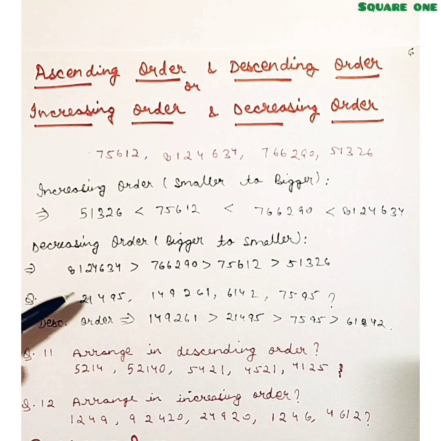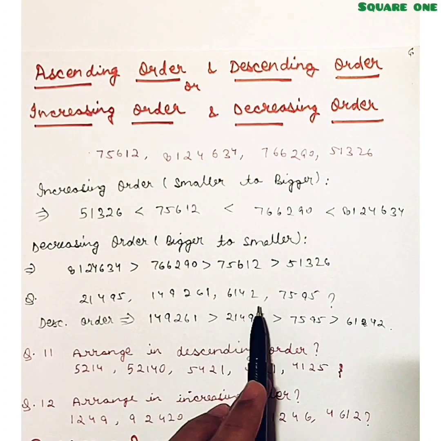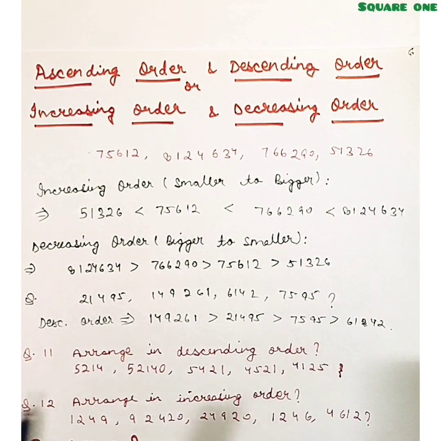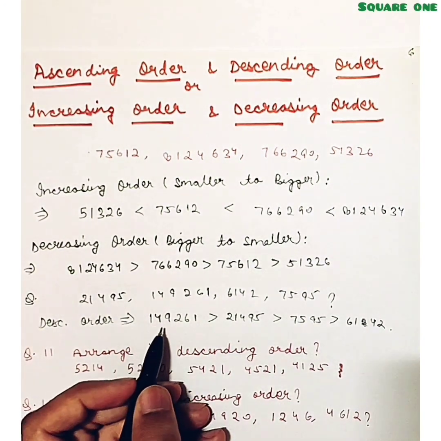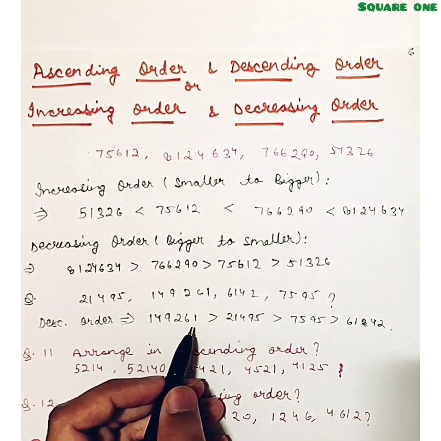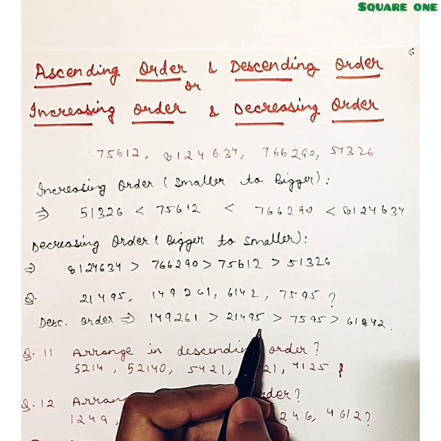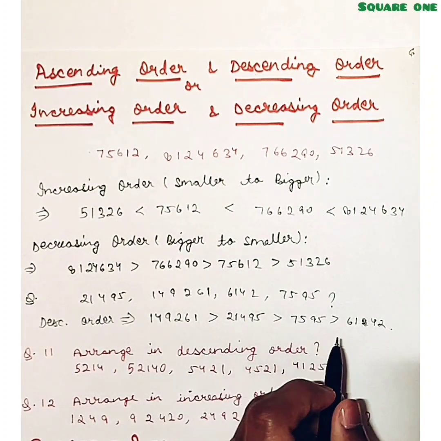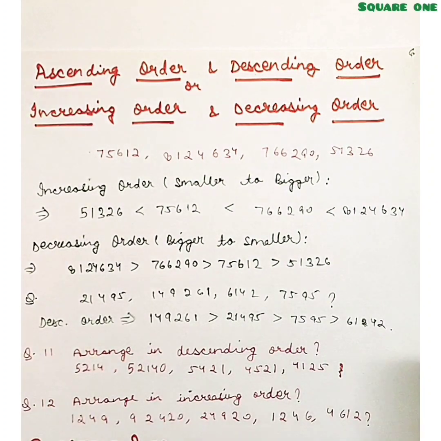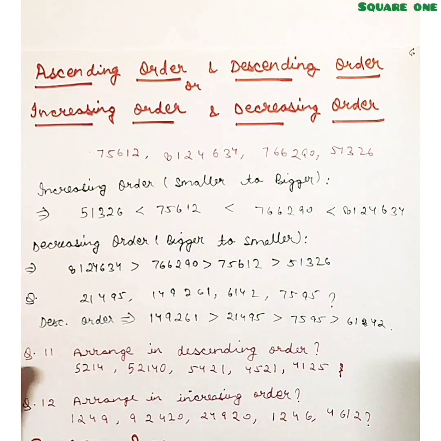I have written one more question: 21495, 149261, 6142 and 7595, and I have arranged them in decreasing order. So the biggest number is 1,49,261. The next biggest number is 21,495. The next biggest is 7595 and the smallest number is 6,142. This is how these numbers are arranged in decreasing order.